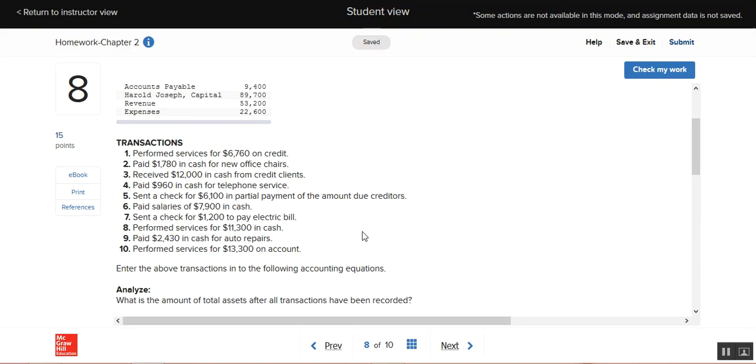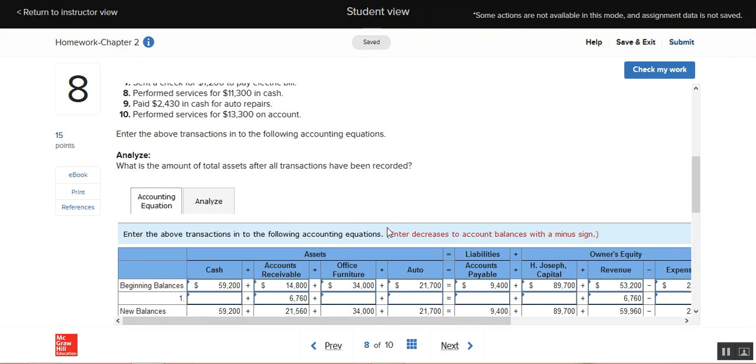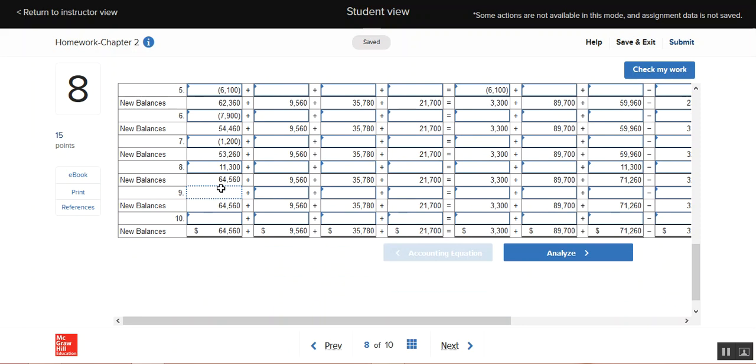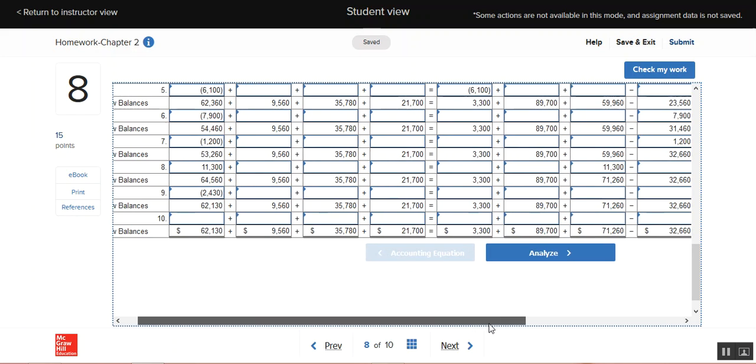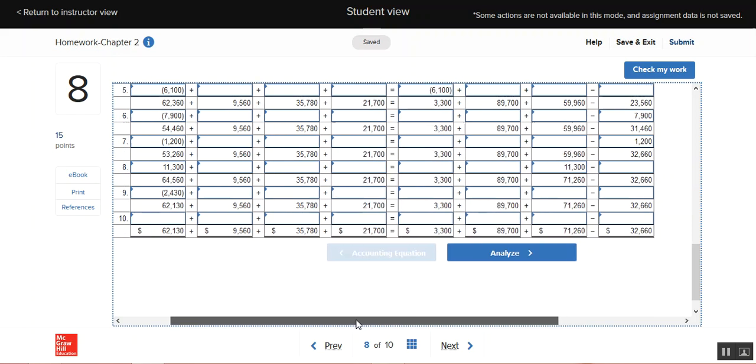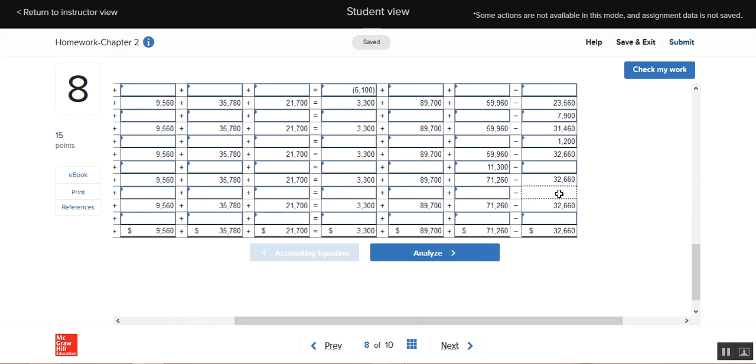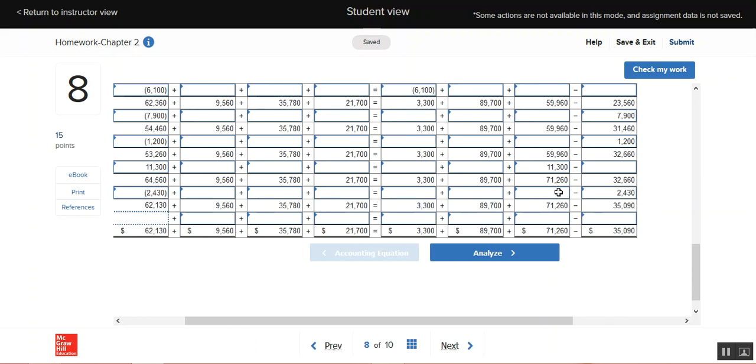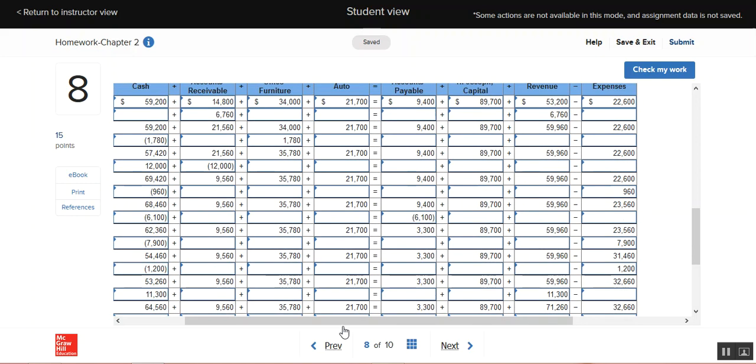Paid $2,430 in cash for auto repairs, so that's an expense. We pay cash for it, so we're going to subtract that from our cash column, and we're going to come all the way over here. And now I already forgot how much it was, 2,430. And I think we're on the last one.